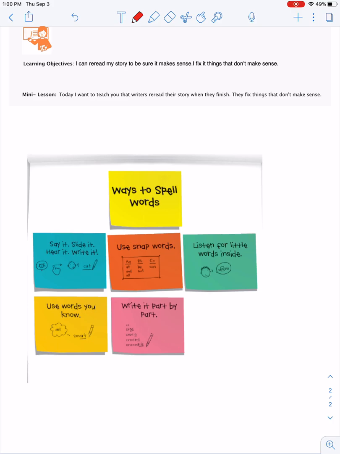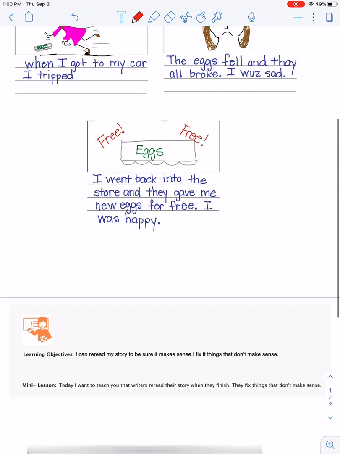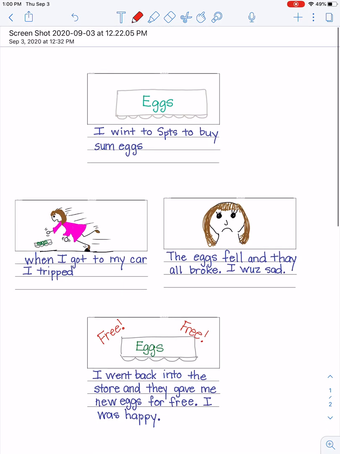Okay, so I have a little short story that I'm going to share with you. It's a small moment story, and I want to see if you can watch me as I go back and reread it to see if it makes sense. Now, if there's anything that doesn't make sense, or if there's anything that looks like it's misspelled, if my words look like they're not spelled quite right, I'm going to fix those. So first of all, I'm also going to make sure that I have my first grade helper chart with me, and I'm going to be checking it and using it if there are some words that look like they might be sight words.